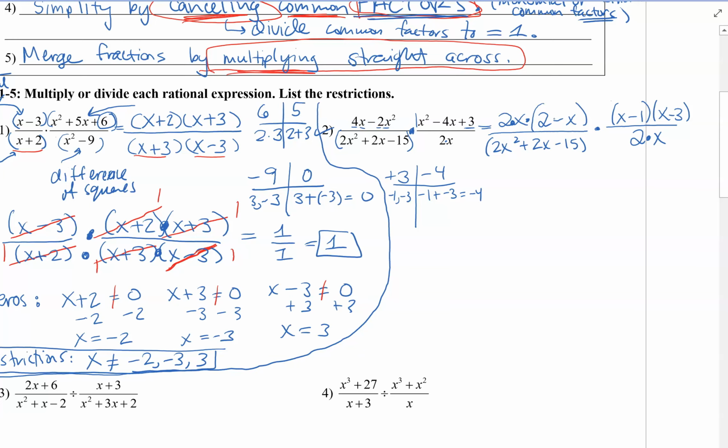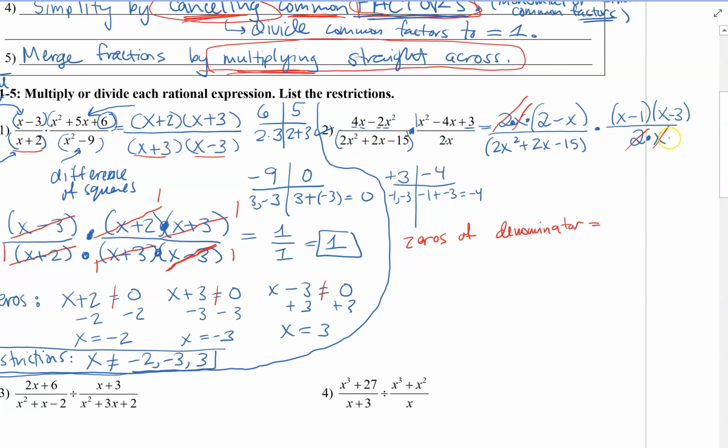So it looks like I can't really cancel any of my binomial factors, but I can cancel the 2 and the x from this denominator. And the rest of it I just multiply straight across, back together with each other. Oh wait, I did it again. I have to find the zeros of the denominator. Or the restrictions, I guess you could say.